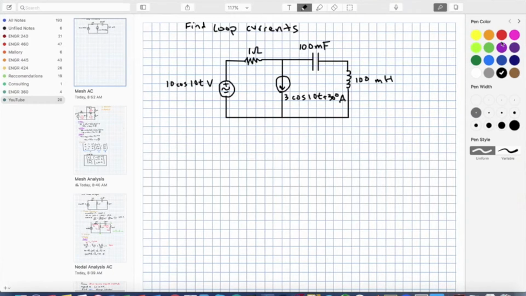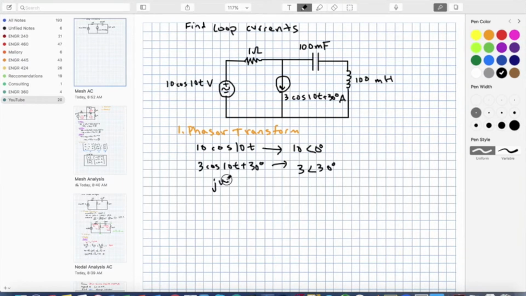Okay, so understanding the acronym PAAST, let's do an example. In this example, what I have is an AC circuit and I would like to find the loop currents. Let's start with step 1, which is to take the phasor transform. I notice that the voltage source is 10 cosine 10t, so omega will be 10 and the phasor transform is 10 angle 0 degrees. Similarly for the current source, the phasor transform is 3 angle 30 degrees.